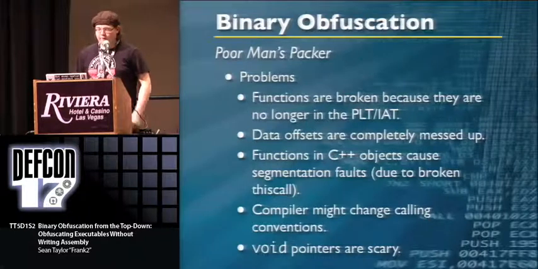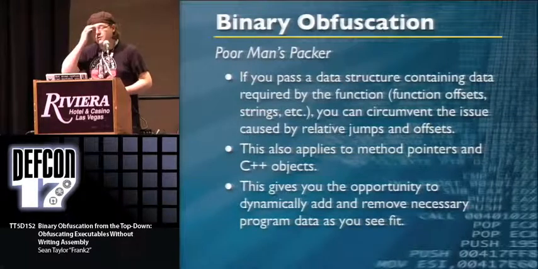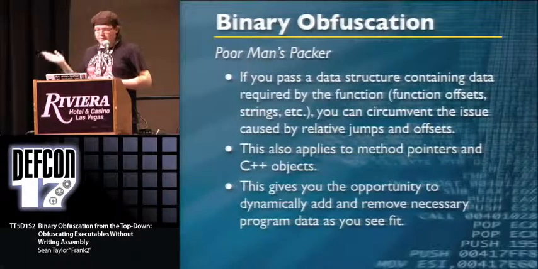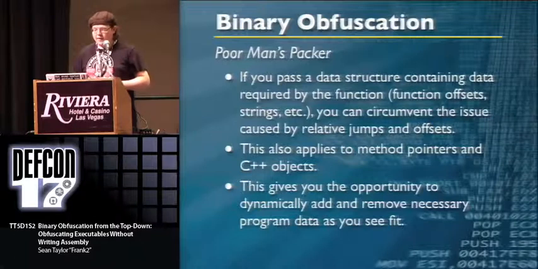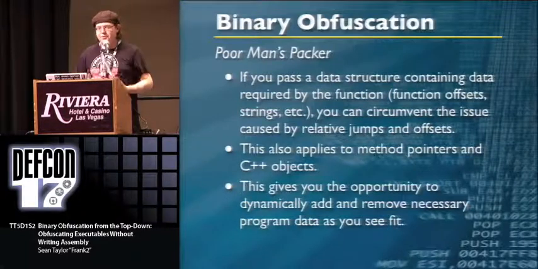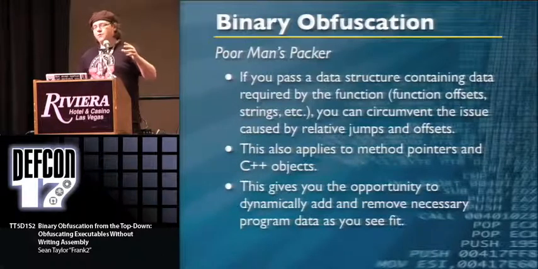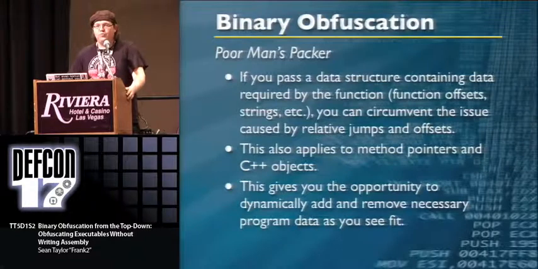Also, void pointers are scary. If you pass a data structure, like a double void pointer data structure that has a bunch of generic data that you want to pass to every individual function, you can actually circumvent the issue that's caused by a broken memory section and by relative jumps and offsets. This also applies to method pointers and C++ objects in general. And what's really interesting about this is that it gives you the opportunity to add and remove necessary program data as you see fit. Let's say only at this stage I want to be able to see this data, and then I can just wipe it out arbitrarily if I allocate it into the heap. It's really interesting because we have more control over our data than is usually given to us.